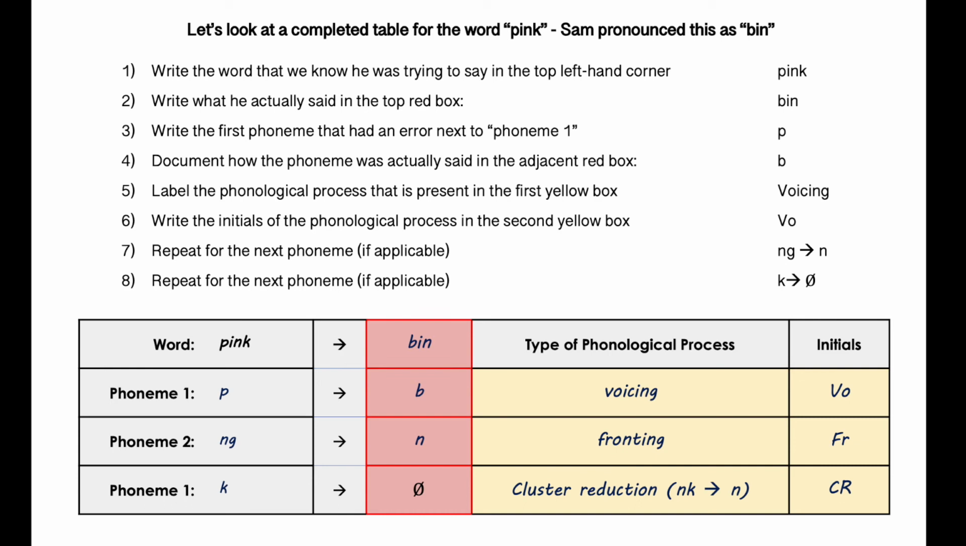Can't do it, can you? Pink. So that's fronting. And then the N, K has gone to just the N. So it's not final consonant deletion of K. It's actually cluster reduction. So this is why, like I said, it's a bit more complicated than what it can first appear. And that's why a speech pathologist will do an analysis.